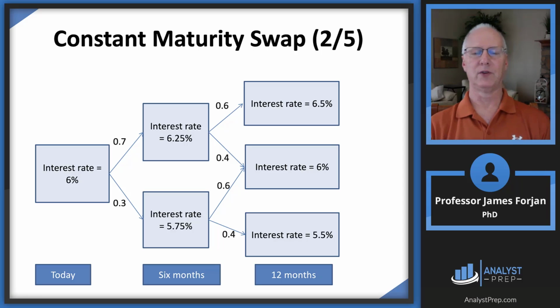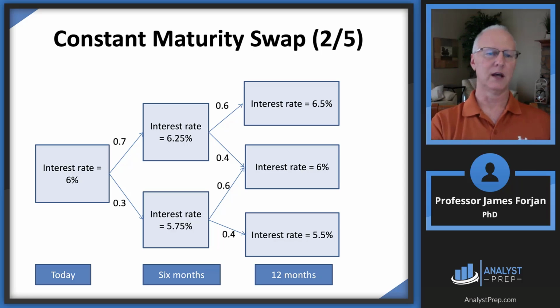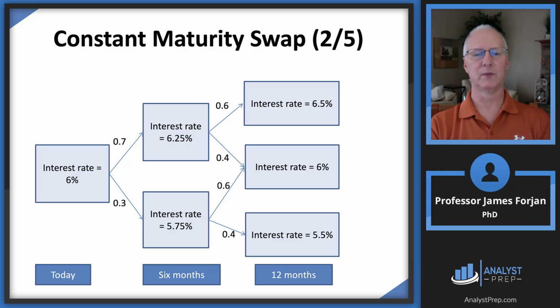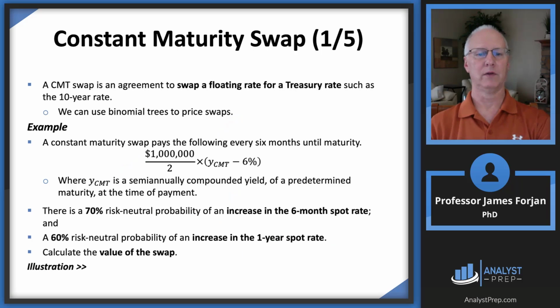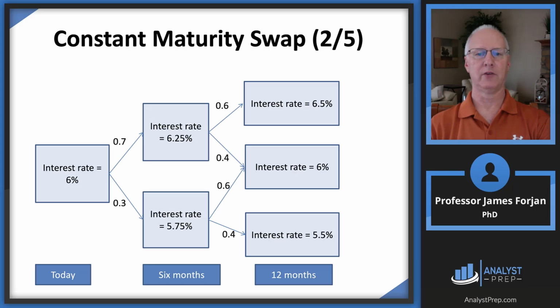Remember what I said in the very first slide, there's time period 0, there's time period 6 months from today, there's time period 12 months from today. And there is our interest rate path with the appropriate risk neutral probabilities, right? That treasury rate is 6%, and that's why we have that 6% at time period 0. And then we've made some estimates about those interest rates going forward.